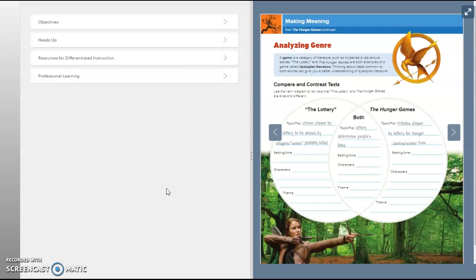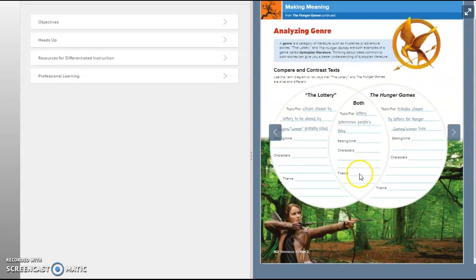Okay, so yesterday, our goal was to go through this Venn diagram right here, as you can see on the page. We talked about the topic or the plot, setting, time, characters, and also theme. We talked about each of those for each of the stories that we read: The Lottery, then The Hunger Games. Then we compared how both of them tied together. So that was a good lead in to exactly what we'll be doing today.